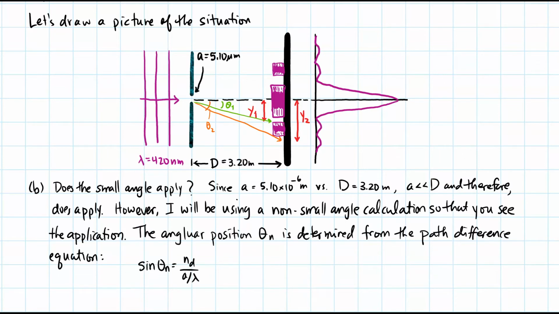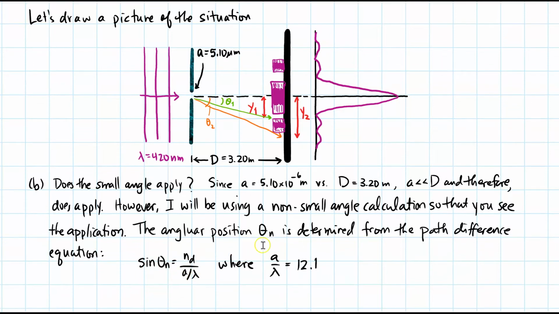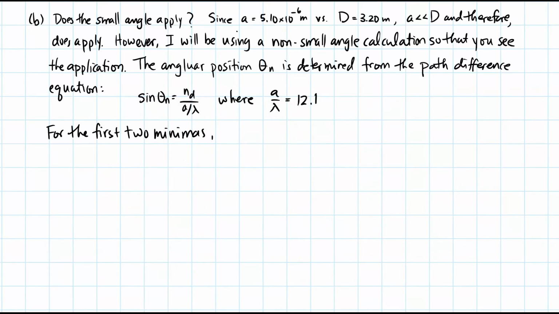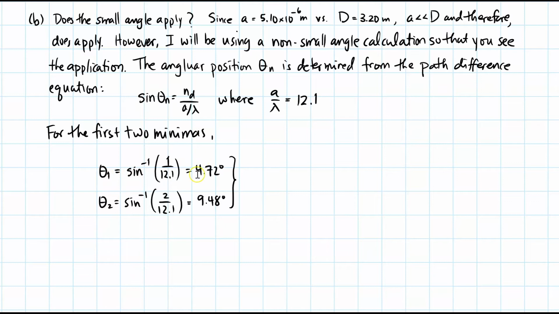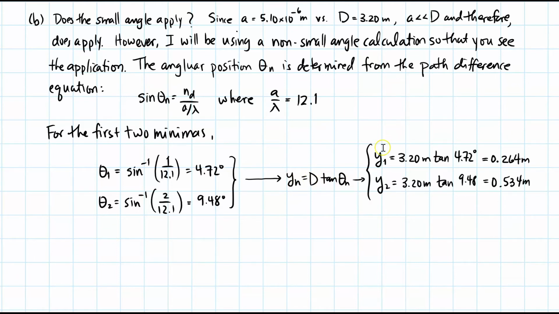Angular position theta is determined from the path difference equation. In other words, sine of theta is equal to nd divided by the diffraction parameter, which we already computed as 12.1. For the first two minima, I get the angles of 4.72 and 9.48 degrees. The screen location of these minima is y of n, which is equal to D tan of theta n. Computing y1 and y2 with these angles, I get 0.264 meters for the first one, and the second one is 0.534 meters.